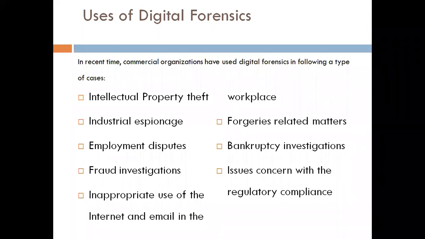Next, forgery related matters. I told you before, forgery related matters means unlawful signatures, signing as others for financial gain, taking other people's thumbprints, sharing, and things like that. Next, bankruptcy investigations. Next, issues concerned with regulatory compliance. What are the issues? It may be a crime issue, or a civil issue, or a casual case also.